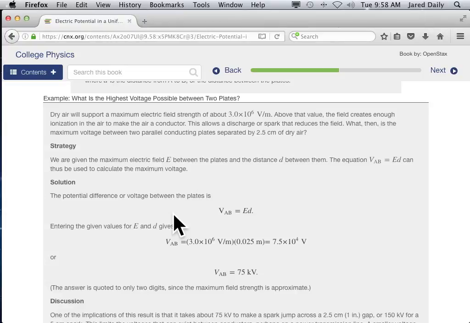What happens when that occurs outside? You get lightning, right? When you get charge moving through the sky now, like electricity through a wire, that's what we call lightning, and that's what's going on here. Dry air will support this maximum electric field strength of 3 times 10 to the 6 volts per meter. So if you have a meter distance between your two charge sources, you can get 3 million volts between those two charges in dry air before it will strike lightning.